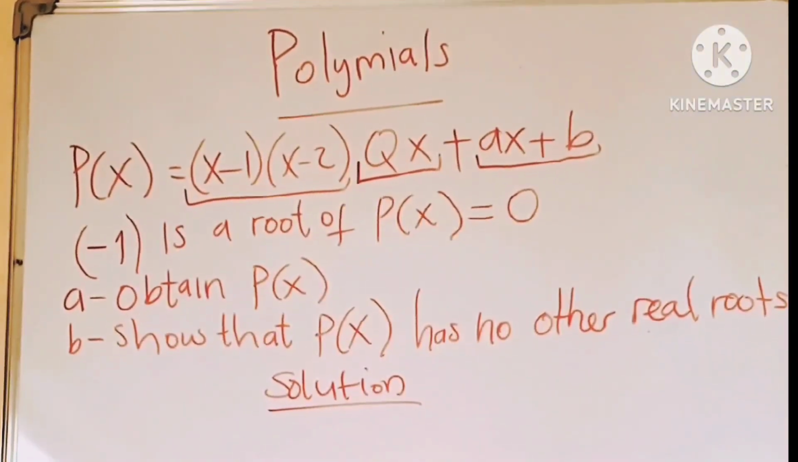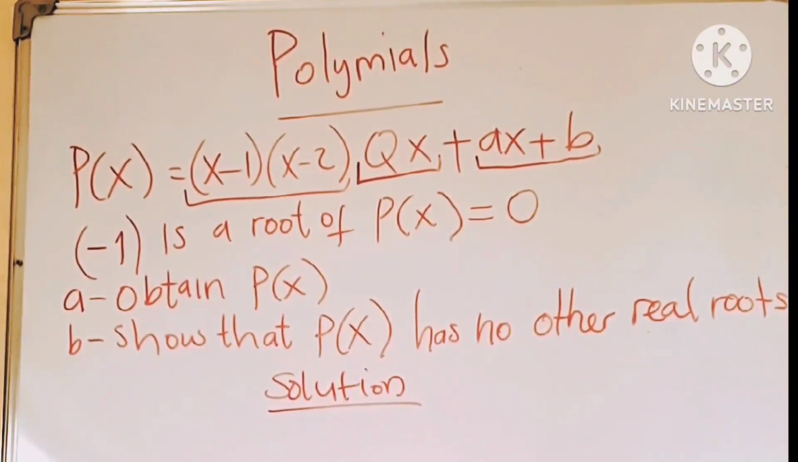In the next part of this question, we are asked to obtain P of x and also to show that P of x has no other real roots. Now remember, P of x is equal to x minus 1 into x minus 2, Q of x plus ax plus b.